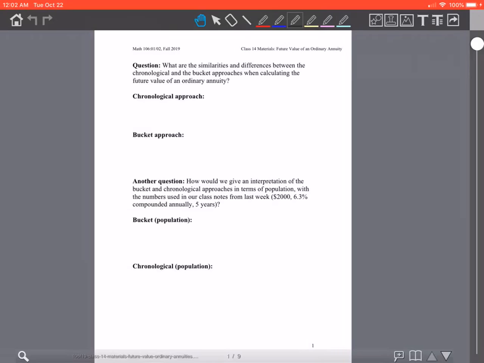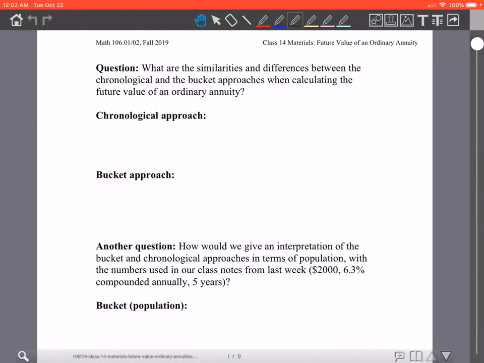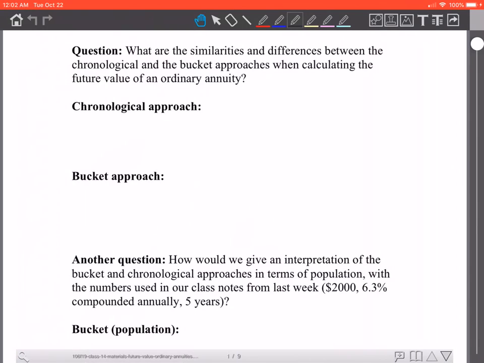So I'm going to start the notes by asking you to think about what the last thing we talked about on Friday was. Remember, we mentioned that there's two ways to think about annuities. You can either think about it chronologically, or you can think about it from the bucket approach. And remember, I kept repeating last week that the bucket approach is the way that we eventually come to a formula for solving for the future value of an ordinary annuity. We're going to do that a little bit later on in the notes for today, but just to give you an idea, there were two different ways to approach looking at what an annuity is and how to calculate the future value of an ordinary annuity.